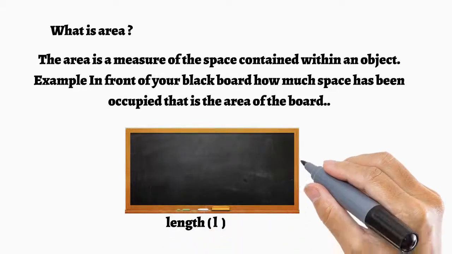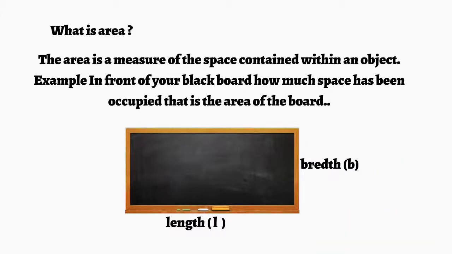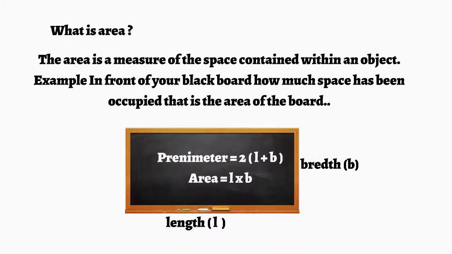Let me repeat again. Perimeter of the rectangle P equals 2 into (L plus B). Area of the rectangle equals L into B. Now we know what area is, what perimeter is, and how we can find the area and perimeter.